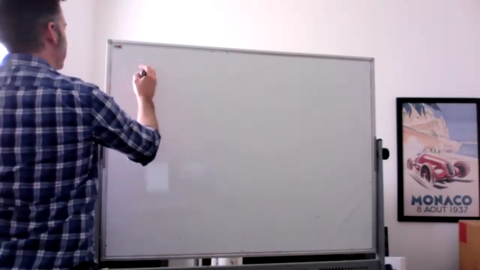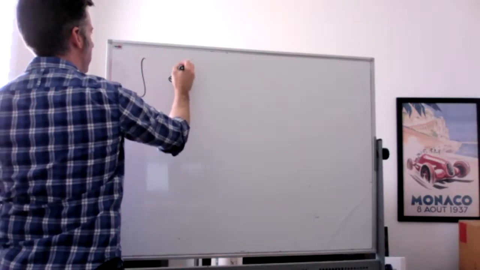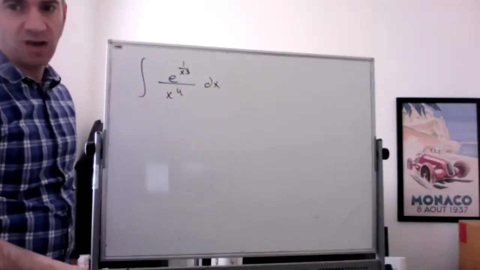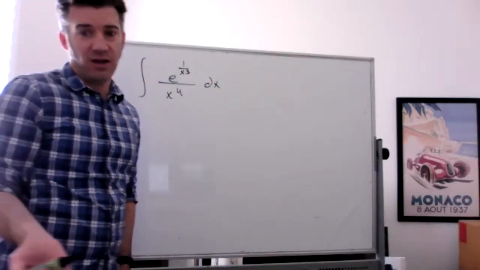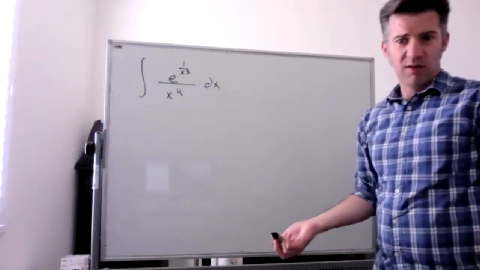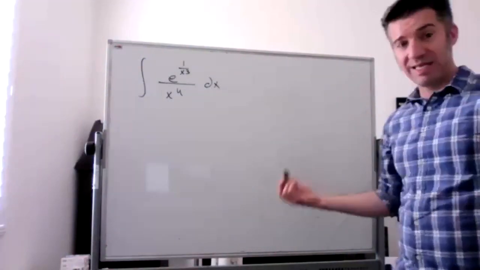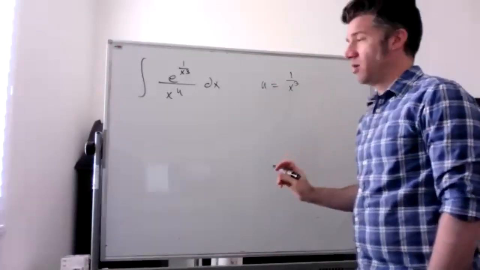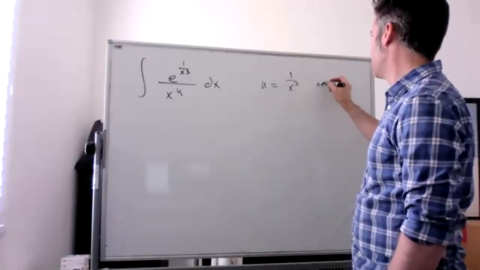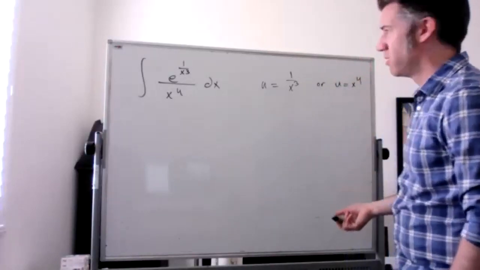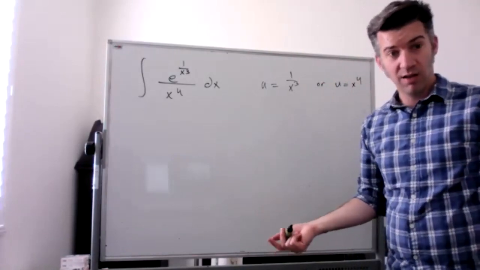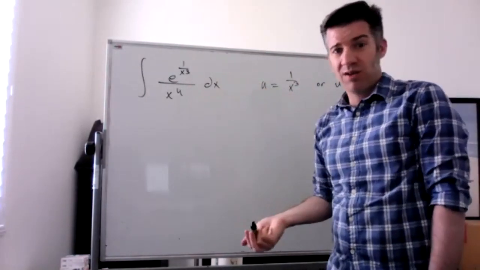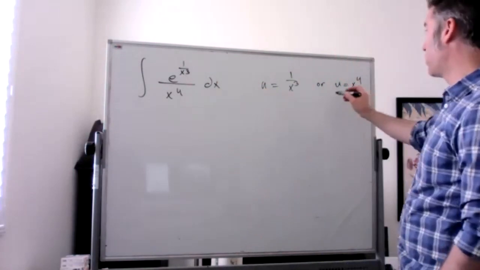Let's say I have the integral of e to the 1 over x cubed, over x to the 4th. I'm not exactly sure here, but it looks like it would make sense to probably try letting u equal 1 over x cubed. And you could also try letting u equal x to the 4th. Both of those seem like good candidates, right? 1 over x cubed is in the exponent here, x to the 4th is in the denominator. One of those is going to work out, one of them isn't. The x to the 4th is not.